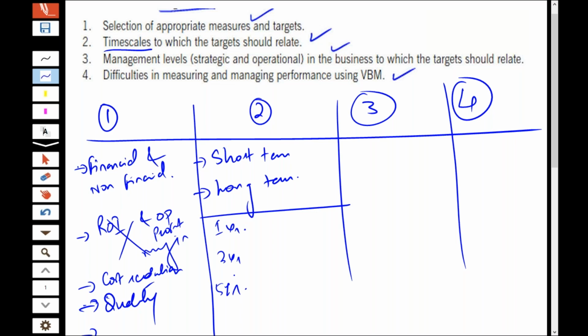Furthermore, it says the management levels in the business to which the target should relate. Ideally speaking, it has to be all levels of management, because it's the operational, then the tactical, and then the strategic level goals. All three levels across the organization should be set the target.